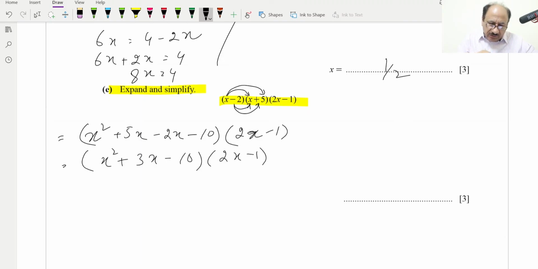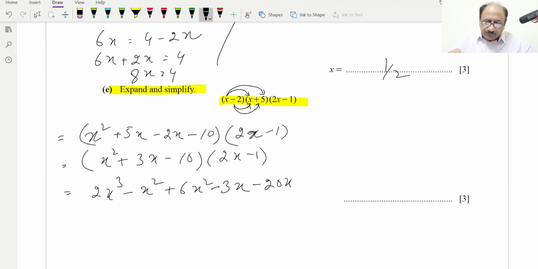Next will be just multiplication another time. So x squared will be multiplied by 2x. We will get 2x cubed. Then x squared will be multiplied by minus 1, so we'll get minus x squared. Then 3x will be multiplied by plus 2x, so it will be plus 6x squared. 3x will be multiplied by minus 1, so minus 3x. Minus 10 will be multiplied by 2x, and this will be minus 20x, and then minus 10 will be multiplied by minus 1, so we'll get plus 10.